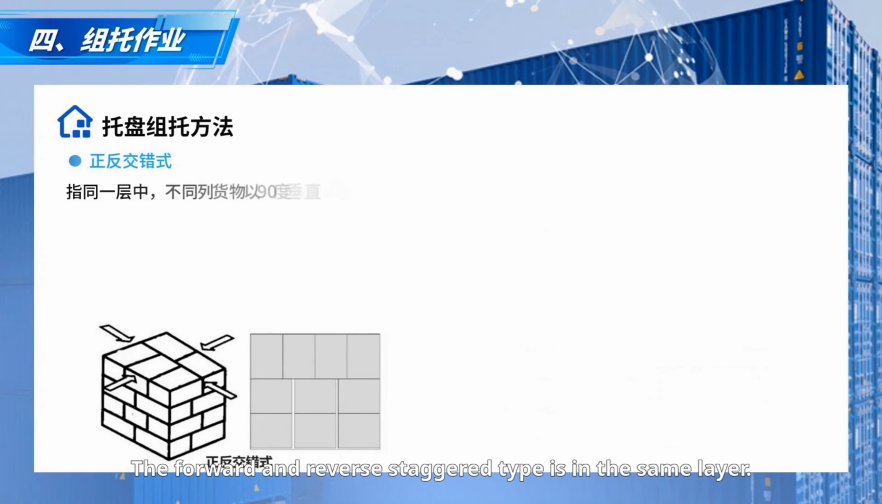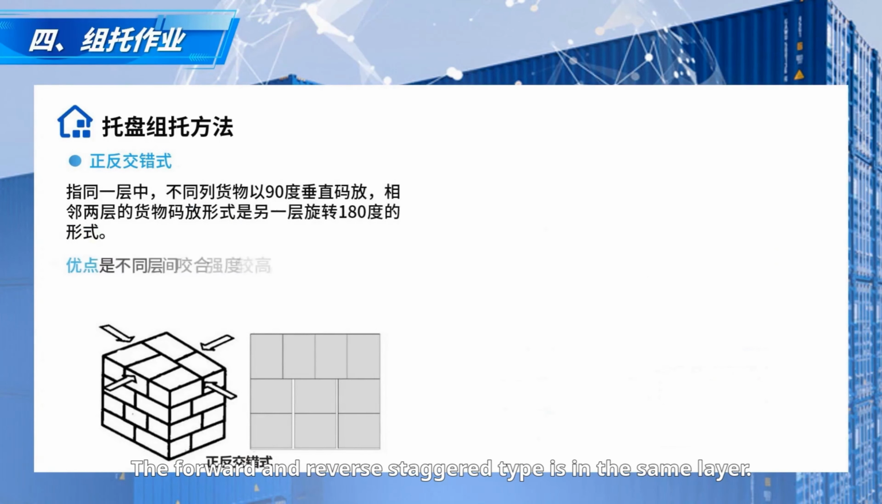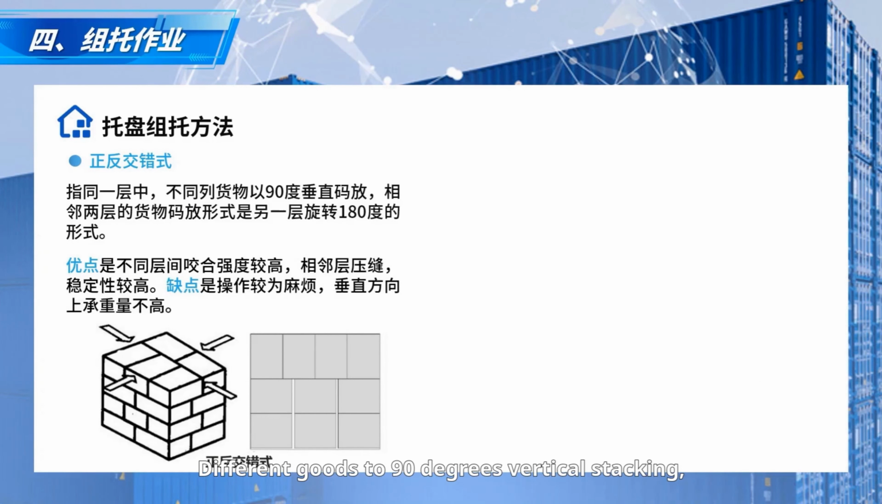The forward and reverse staggered type: in the same layer, different goods are stacked at 90 degrees vertically. Two adjacent layers of goods are stacked in this form, and the other layer is rotated 180 degrees. The advantage is that the bite strength of different layers is higher. Adjacent laminated seam stability is higher. The disadvantage is that the operation is more troublesome. The bearing weight in the vertical direction is not high.